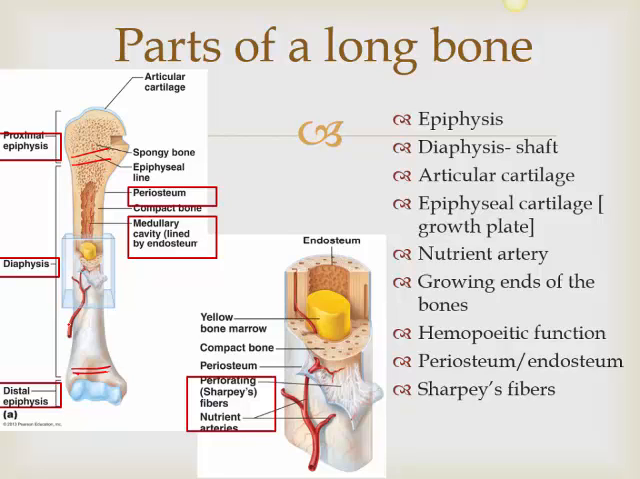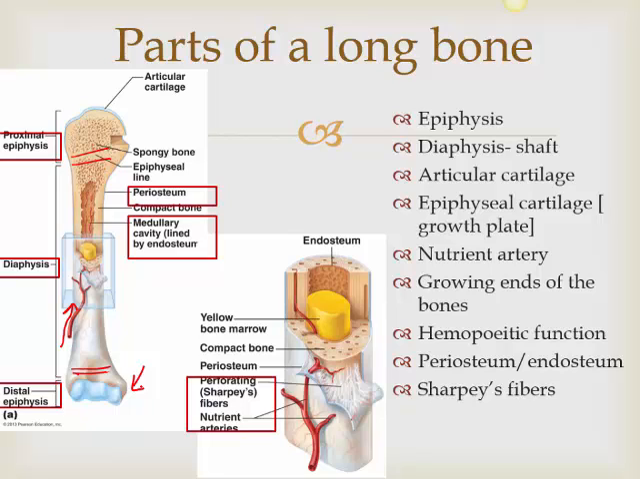So the nutrient artery, its direction is usually away from the growing end. So if you can see here the nutrient artery is going upwards like this. So for that, this end of the bone would be called the growing end. Typically in the upper limb, the shoulder is the growing end of the bone. So this end tends to grow for a longer time than the lower end.